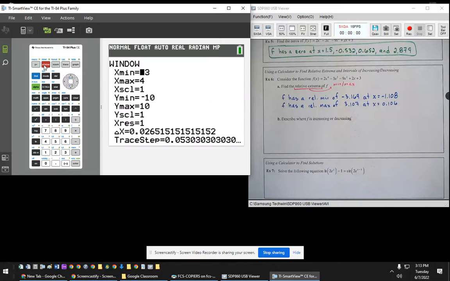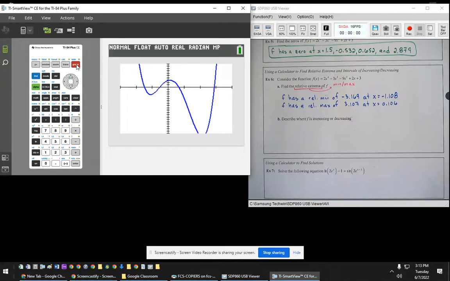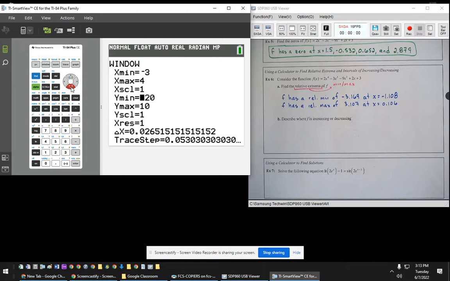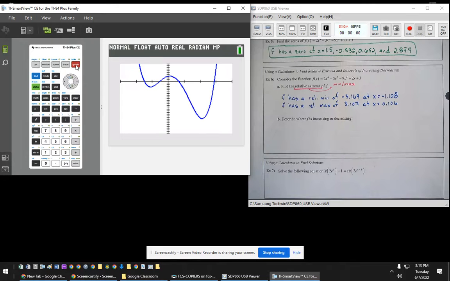So that means I can go to window, and if I go to my Y minimum, that's my lower value. I'm going to randomly select something like negative 20. Let's see if negative 20 was enough. Not quite enough. So I'm going to go back into window. I'm only going to adjust my Y min because I want to see lower. I'm going to change it to -30, and now it's low enough.